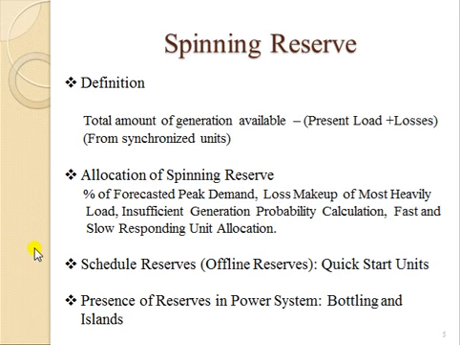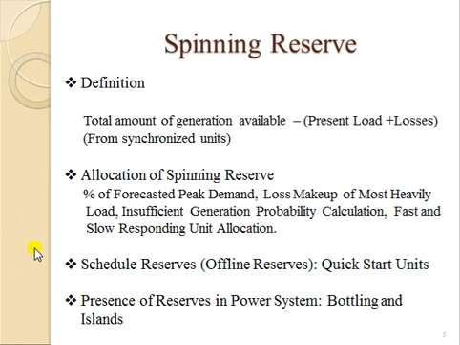Then how to allocate spinning reserve? Now a spinning reserve by concept is a kind of energy which will be available as and when required. So your units are already in operation and there is some reserve available. So whenever the system demands it, you can immediately put that power into the grid. And how to allocate this spinning reserve? This allocation of spinning reserve depends upon different criteria. So some of the important criteria I'm putting in front of you.